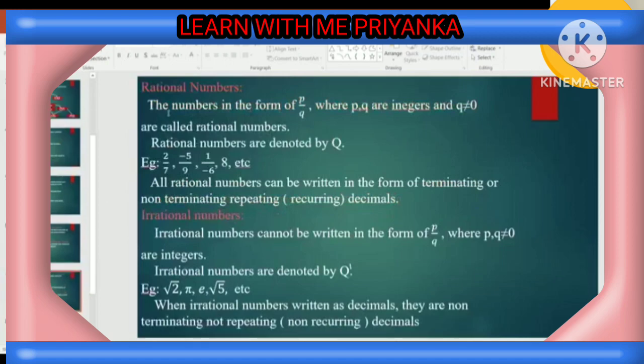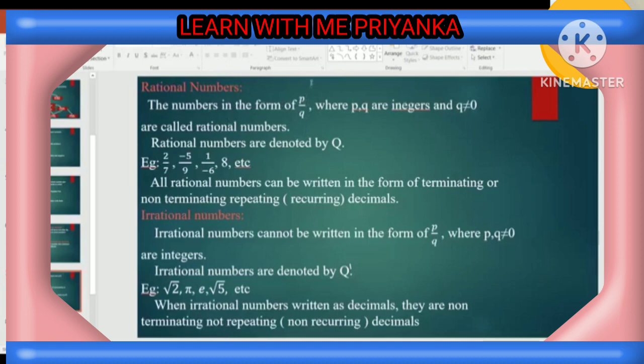So now we are discussing rational numbers. What is the definition of rational numbers? The numbers in the form of p by q are called rational numbers. Here, what is p and what is q? p and q are integers and q is not equal to 0.